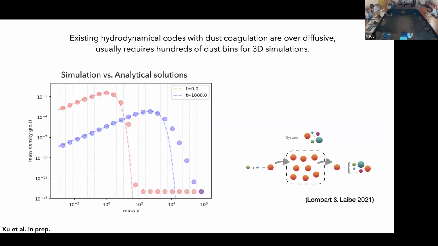So usually for the hydro simulation, a 3D simulation usually requires hundreds of bins, but the computational time can go as n squared or even n cubed. So we really cannot afford 3D plus 100 bins, right? This is showing you the problem of having fewer bins. When we have fewer bins, towards the larger size of particles, the density distribution will become diffusive compared to the analytical solution. So this is basically why we need more bins, so that this part can go back to the analytical ones.